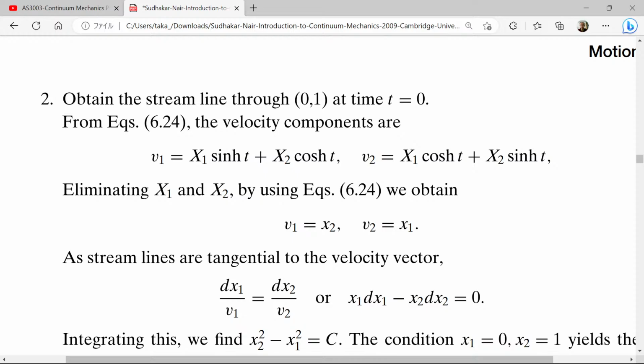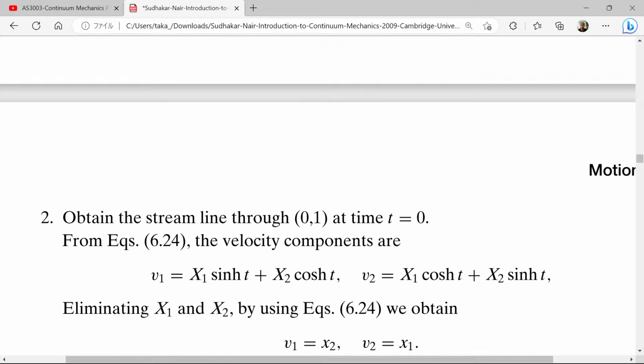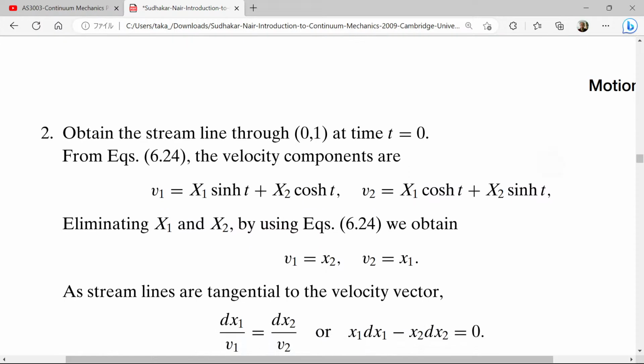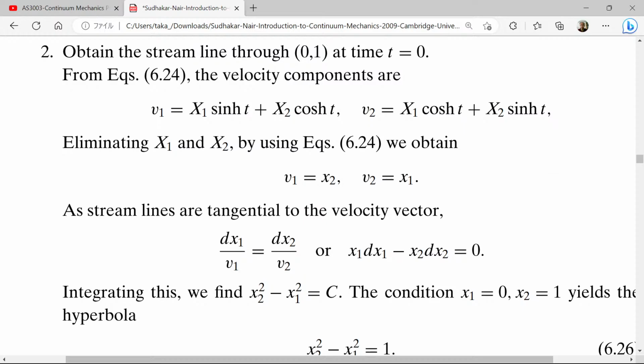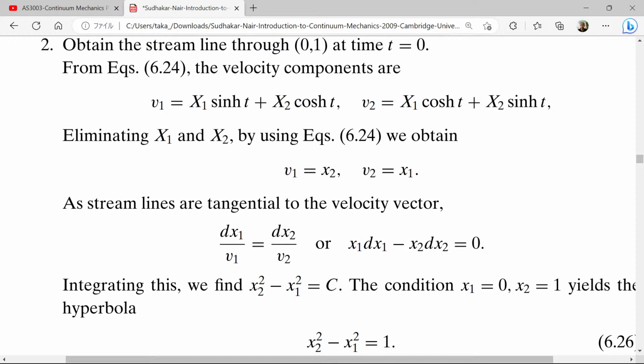From equation 6.24, the velocity components are v1 is X1 sinh t plus X2 cosh t, v2 is X1 cosh t plus X2 sinh t. Eliminating X1, X2 by using equation 6.24, we obtain v1 is x2, v2 is x1.